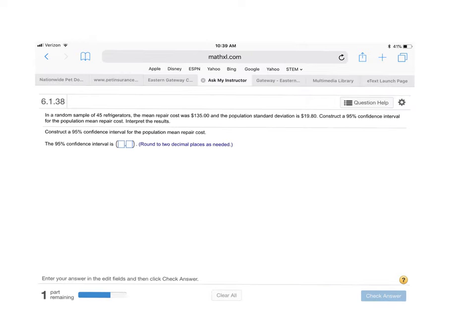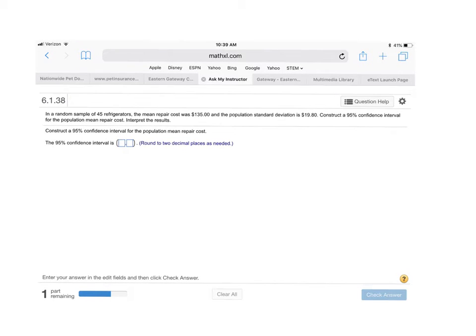This is exercise 6.138, where we're told that we have taken a random sample of 45 refrigerators. So our N is 45. And that the mean repair cost for those 45 refrigerators, our X bar, was $135. And that the population standard deviation, our sigma, is $19.80. We want to construct a 95% confidence interval for the population mean repair cost and interpret our results.